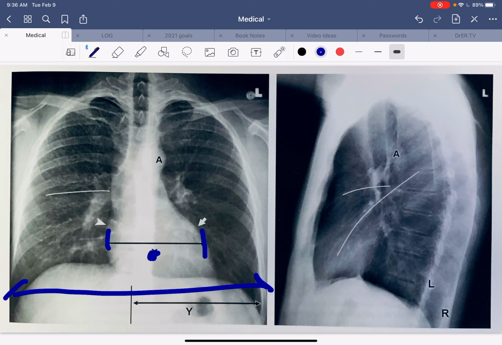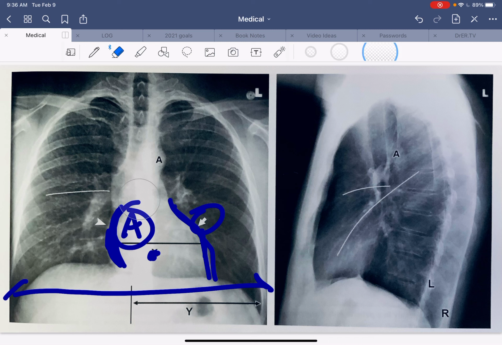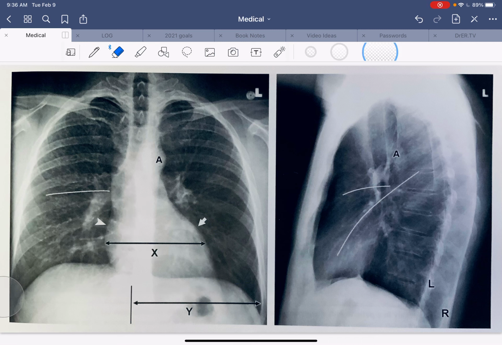The left side of the heart border is formed by the left ventricle, this arrow right here. And the right side of the heart border is actually the right atrium, all right? So it's not the ventricle, what you're seeing there. So cardiothoracic ratio, left ventricle, and right atrium.